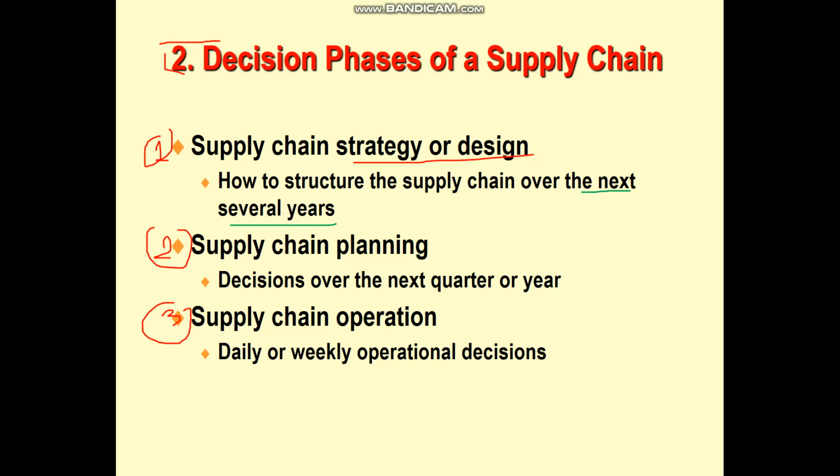And the second phase is supply chain planning, and here we make decisions in a shorter time, that is over the next quarter or next year. And the third level is supply chain operation, where we make daily or weekly operational decisions.